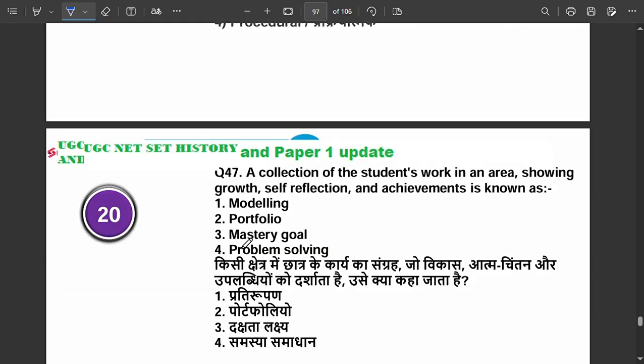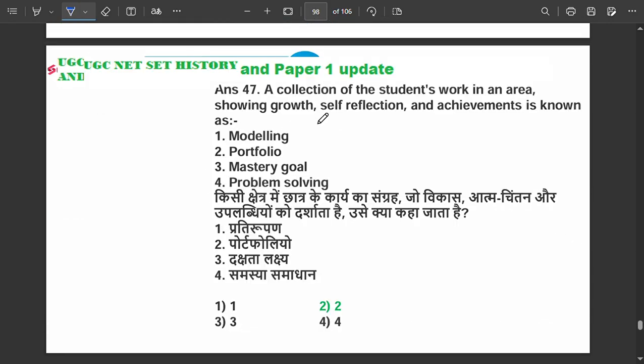Next, question number 47. A collection of the students' work in an area showing growth, self-reflection and achievement is known as option number 2, portfolio was the correct answer.